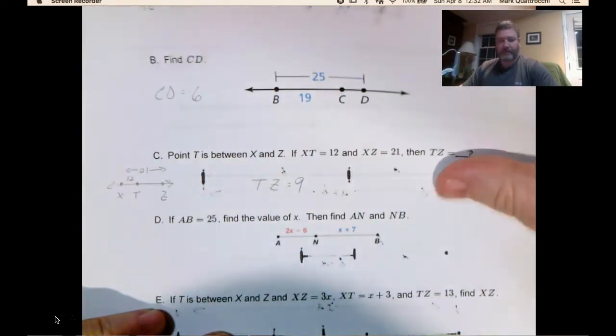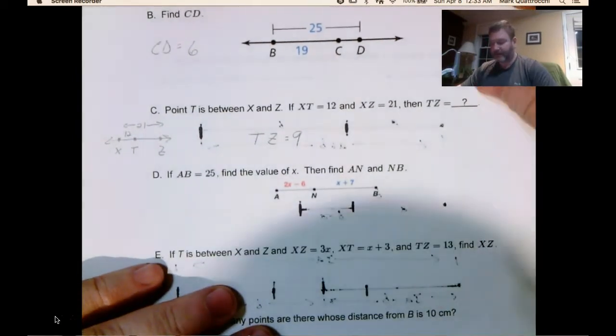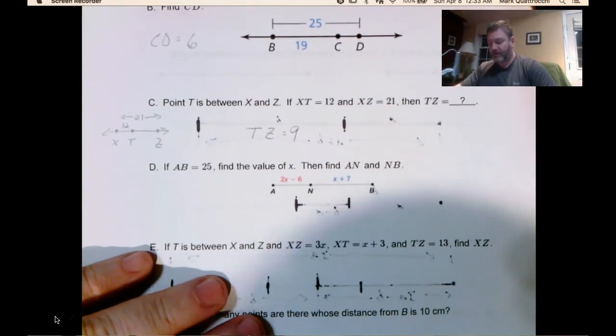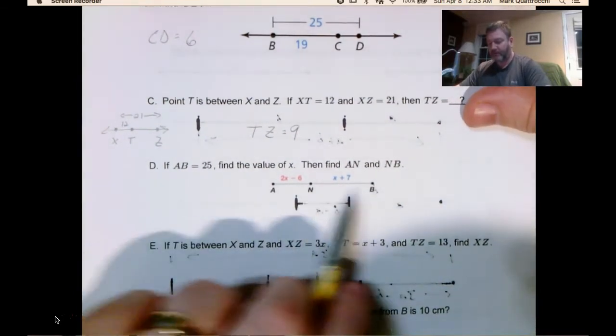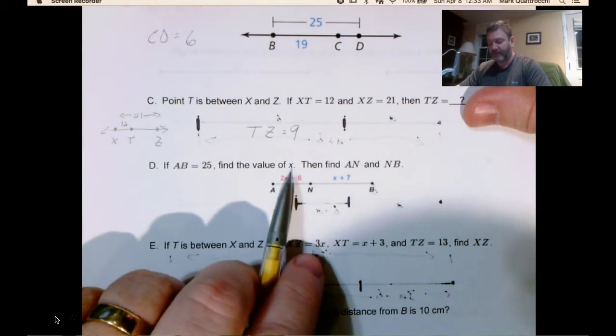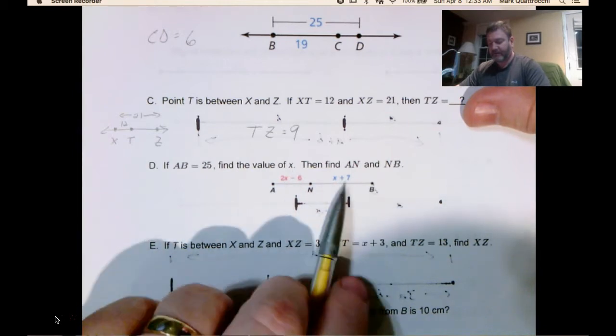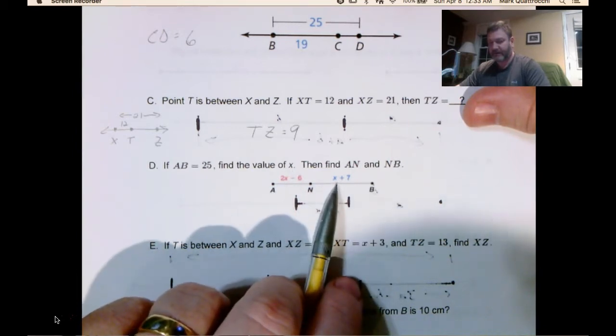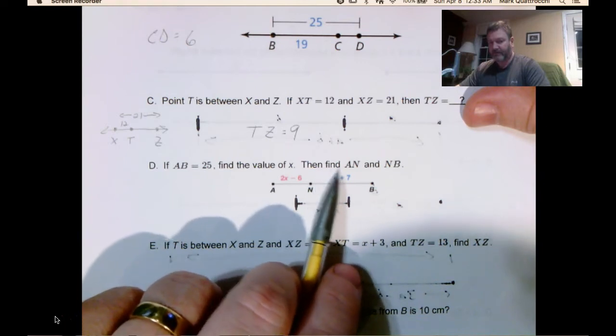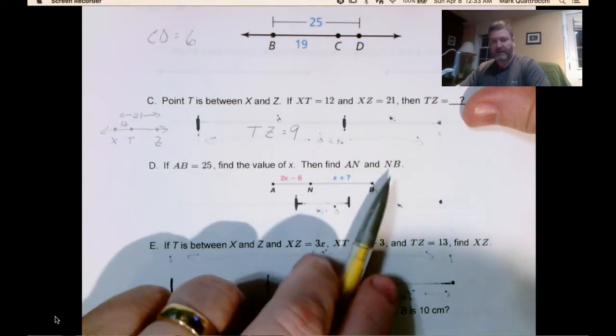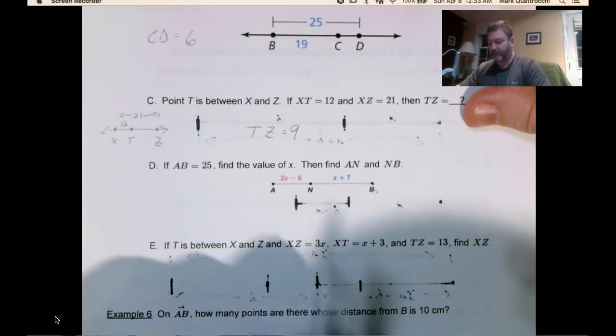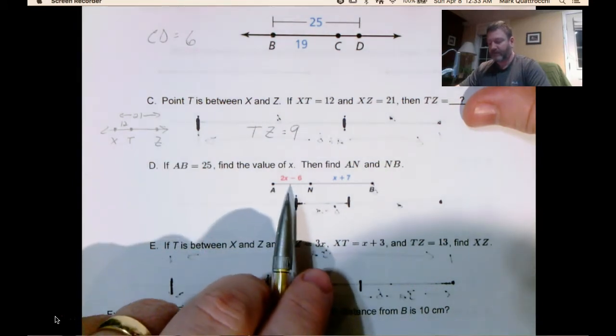Okay. Take a look at part D here. AB equals 25. Find the value of X. Here we have an X here. We have another expression here that has an X. After we find the value of X, we're going to find the length of AN and the length of NB. Let's start off finding the value of X.